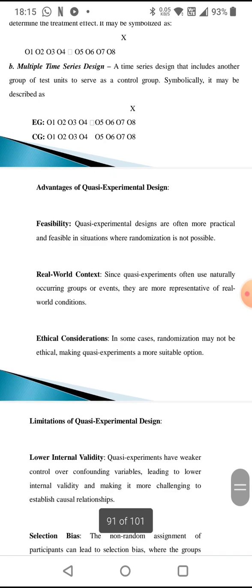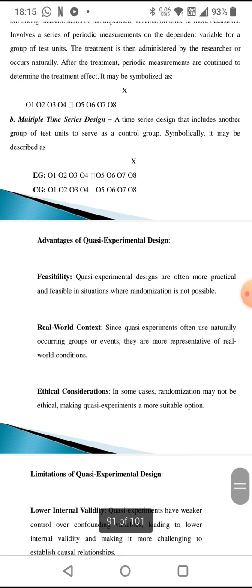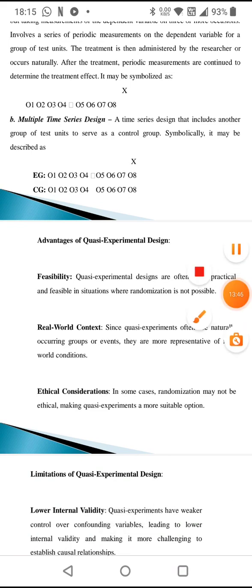Next is multiple time series design. It is also a type of time series design that includes another group of test units to serve as a control group. It may be represented as, we have an experiment group and control group over here again. What are the advantages of quasi-experimental design?